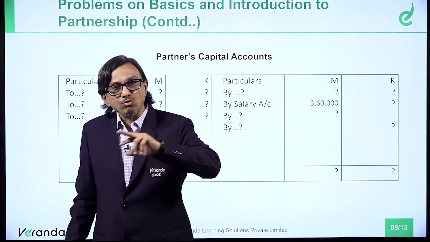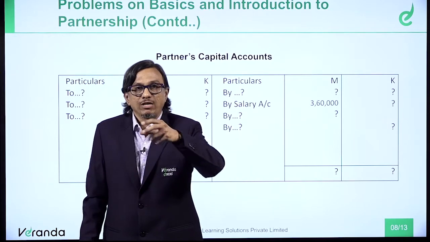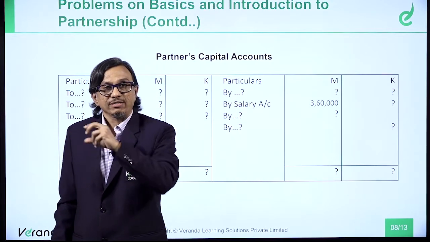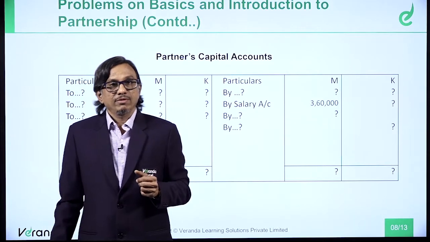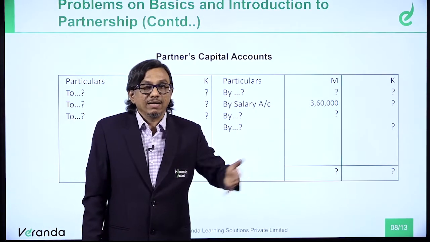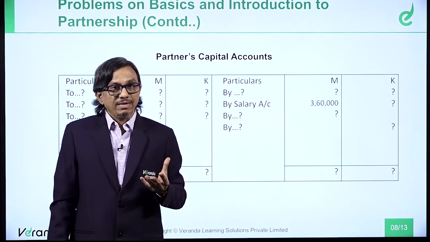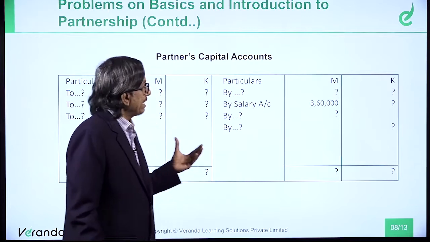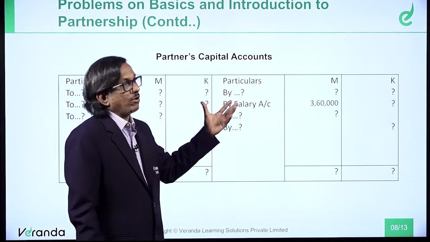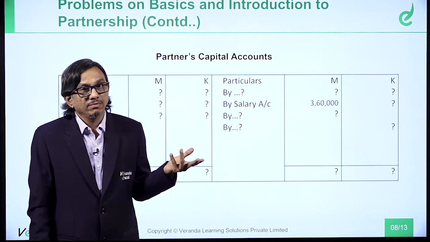Suppose interest was given, capital into rate is equal to amount of interest. If interest is given, you divide the interest by the rate, you will get the capital. Like that, some reverse working may have to be done. Similarly, they have given salary for one partner, other partner they have not given. We have to see whether there is anything to be done.